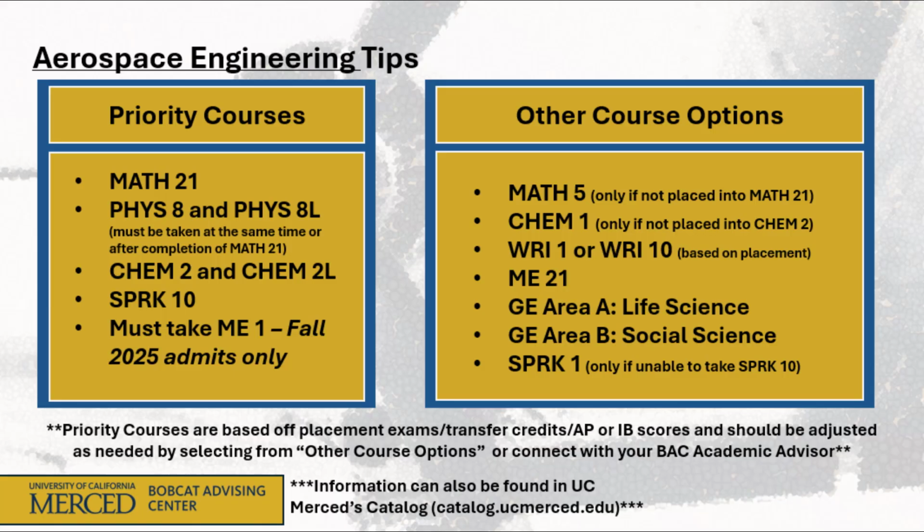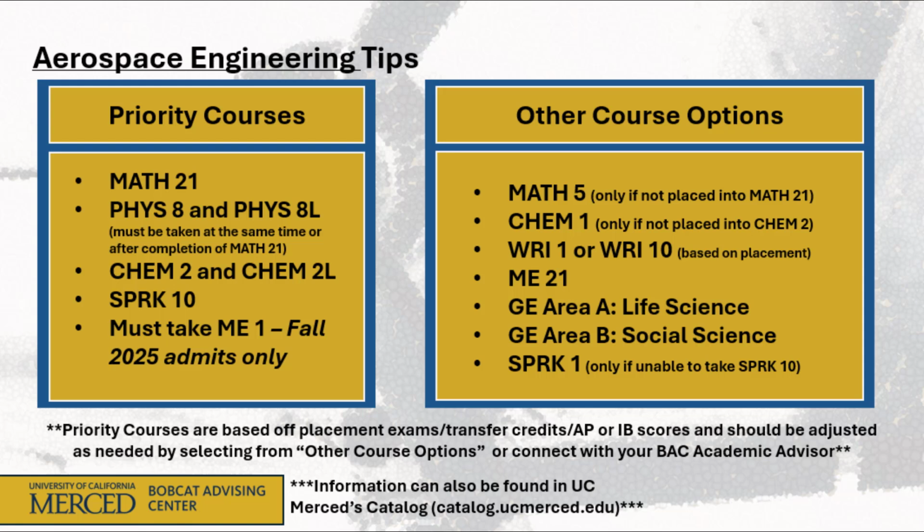Aerospace Engineering. On the left side will be a list of prioritized courses that are based off placement exams, transfer credits, AP or IB scores, and should be adjusted as needed by selecting from the other course options list on the right side, or connect with your BAC Academic Advisor for more assistance. For example, students might need to register for Math 5 if not placed into Math 21, or Chem 1 if not placed into Chem 2.